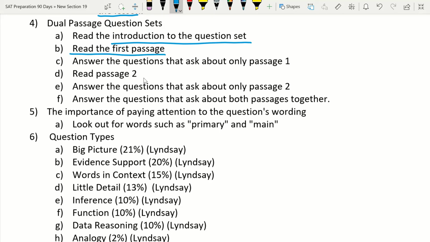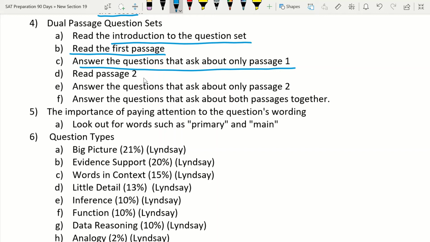So here's why we read the first passage and then answer the questions that ask only about passage 1. By doing that, we're not going to confuse information from passage 1 with information from passage 2, because oftentimes they're on similar topics or the same topic, and if we read passage 1 and then passage 2 and then go answer questions on passage 1, we might mix them up.